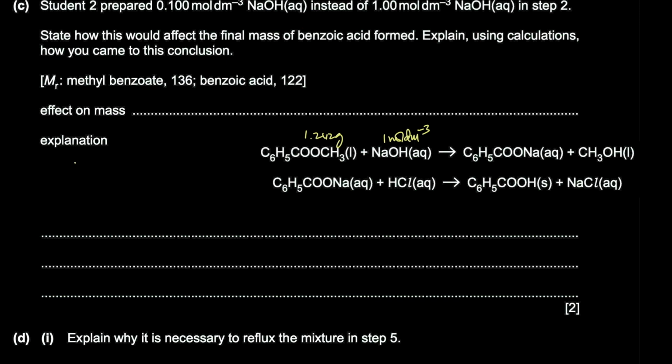Now that means that the number of moles of ester is equal to the mass divided by the MR. The mass is 1.242, the MR is 136 for the ester, and that gives us the number of moles as 0.00913 moles. So that's the number of moles of ester that we're using.